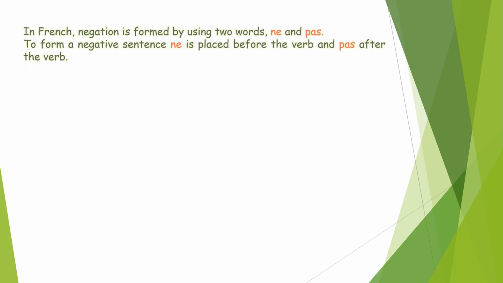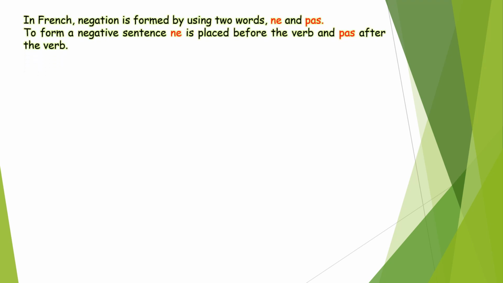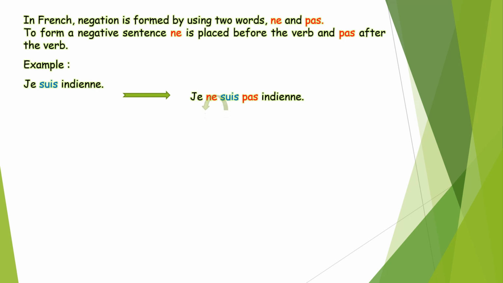In French, negation is formed by using two words, ne and pas. To form a negative sentence, ne is placed before the verb and pas after the verb. Example: Je suis indienne. Je ne suis pas indienne. Here, suis is the verb, so ne is placed before suis and pas is placed after suis.